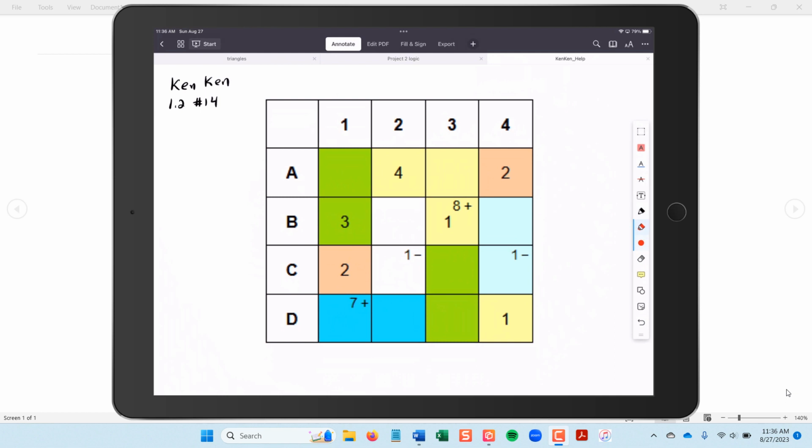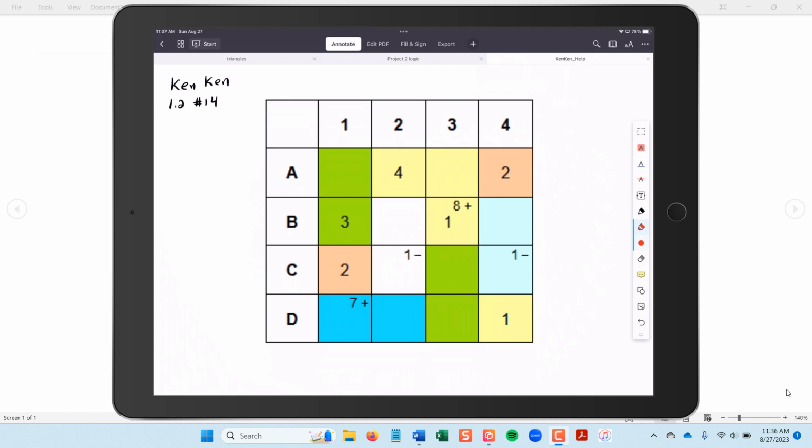So for instance, here, these three cells, I'm told, have to add to be 8. These two cells at the bottom left have to add to be 7. These two in the light blue have to subtract to be 1. And I believe these two white cells in the middle also have to subtract to be 1.